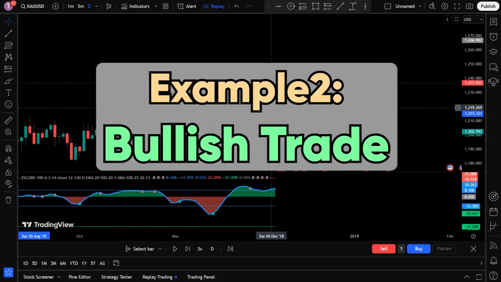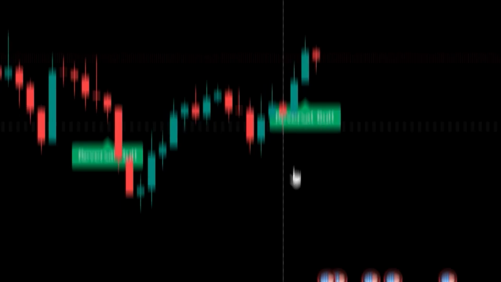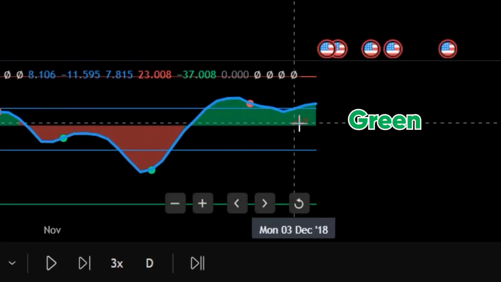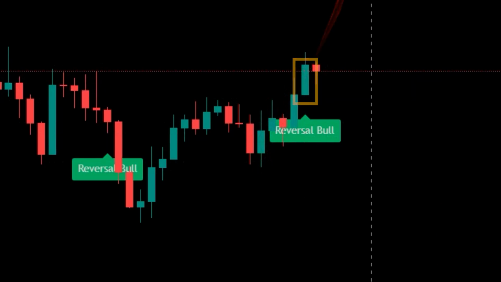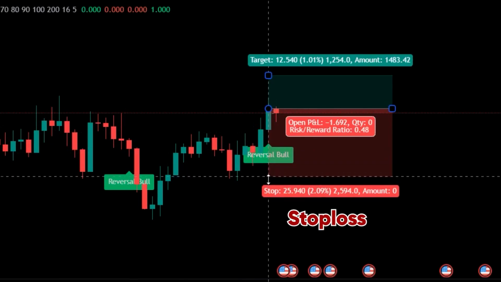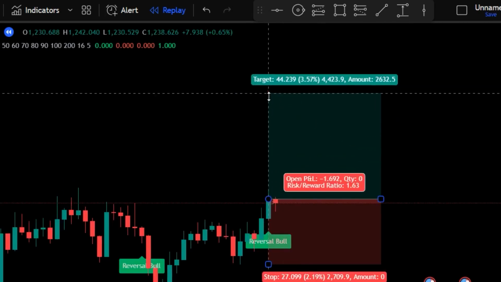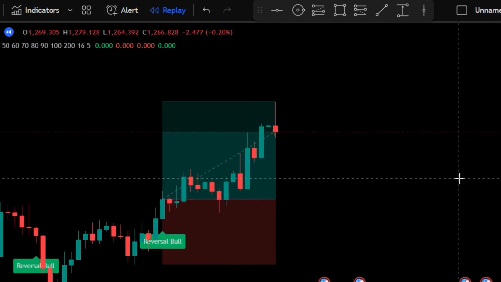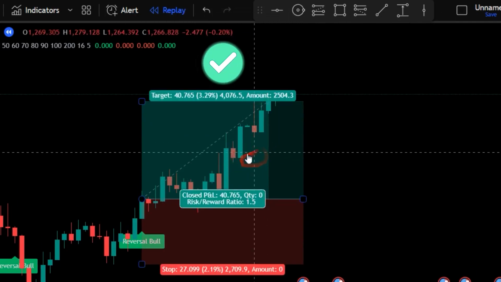Example 2. Bullish trade. The reversal indicator gives a buy signal. The EMA of slopes is green. A bullish candle forms confirming our entry. We place a buy order. Stop loss at the previous low, take profit at 1 to 1.5 ratio. Results: trade hits our target.